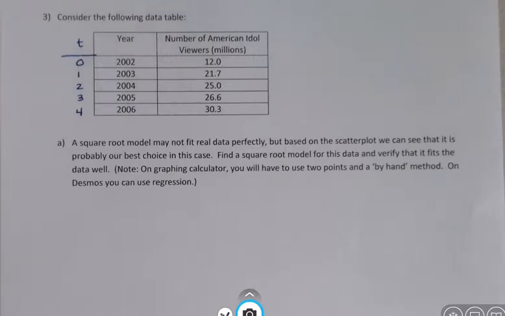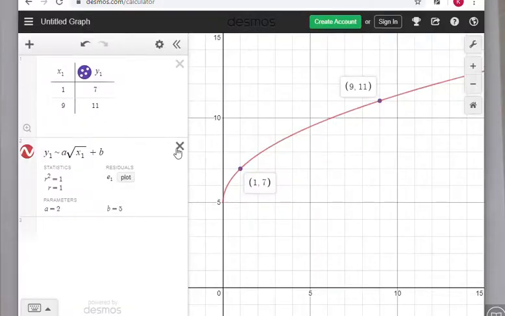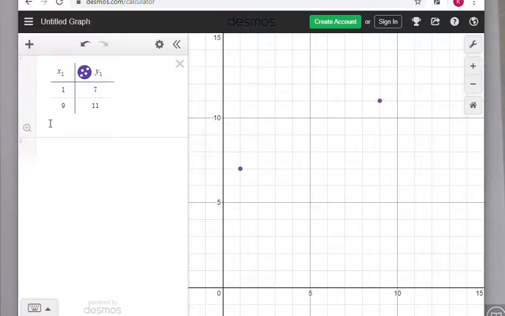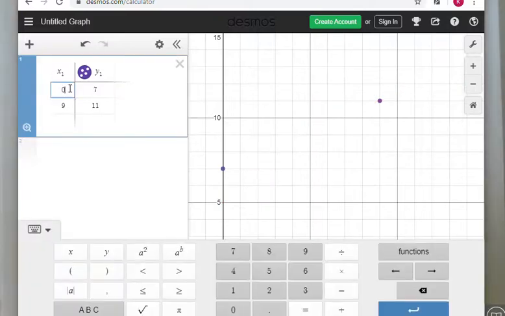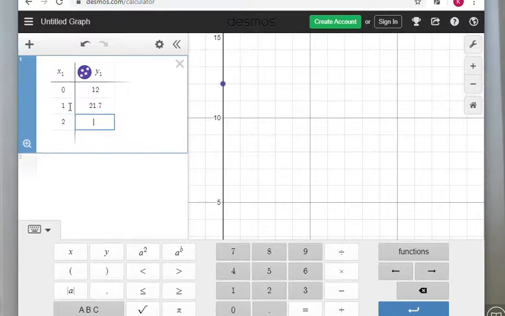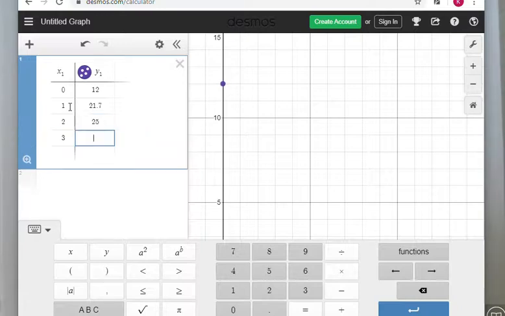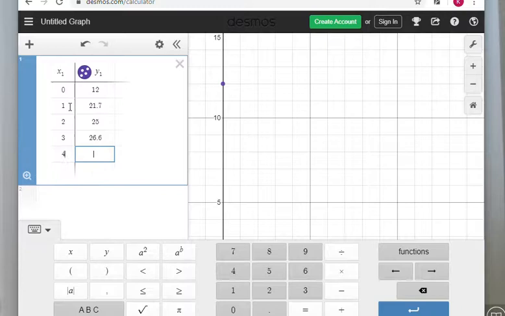So I'm going to come back here, and I'm going to change my data in my table. Let's see, we've got 0 and 12, and 1 and 21.7. 2 is 25. 3 is 26.6. And 4 is 30.3.